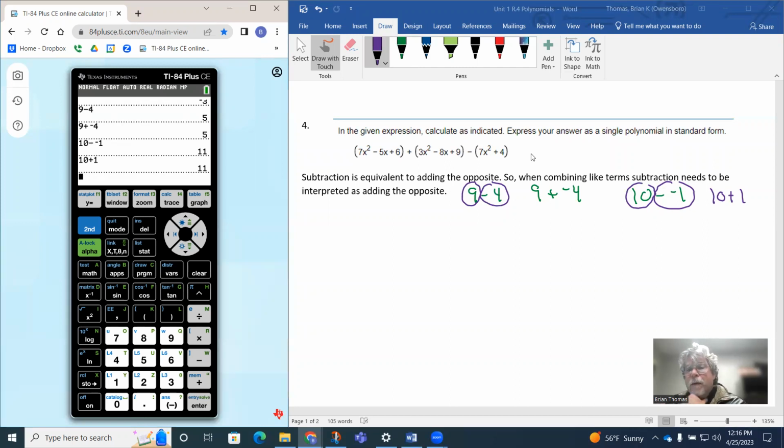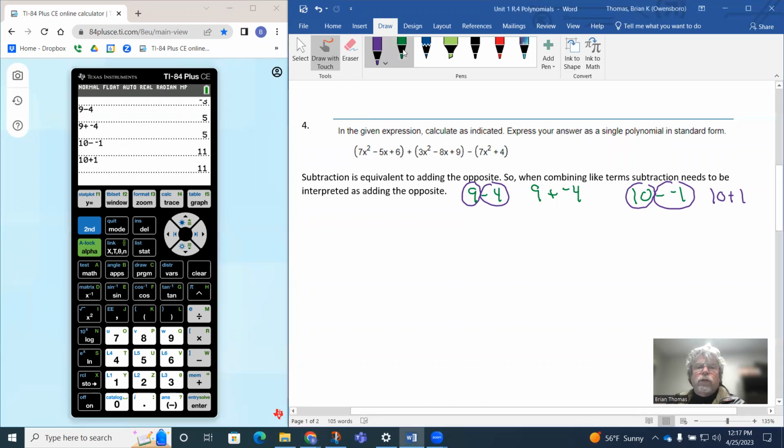So my mindset is more about adding positive and negative numbers. So I will be following the rules of adding integers. As I work through this example, notice how we have these 3 polynomials. What's tricky is with this one, we have 7x squared minus 5x plus 6, and we're adding to this 3x squared minus 8x plus 9. But notice how we're subtracting on this last one.